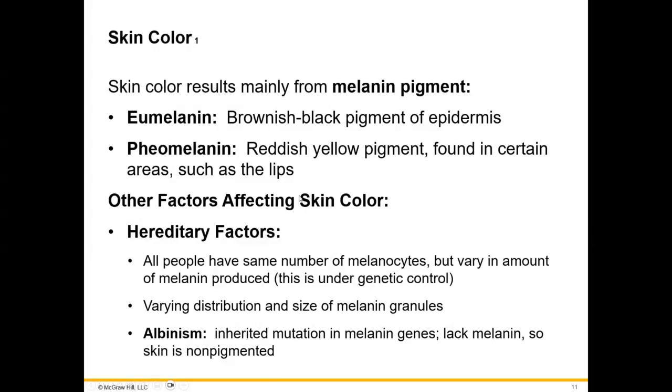Skin color. So skin color does result from the melanin pigment. Eumelanin is a brownish black pigment of the epidermis. Pheomelanin is a reddish yellow pigment found in certain areas, like the lips. Now, other things affect the skin color, like hereditary factors. So all people have the same number of melanocytes, believe it or not, but they vary in the amount of melanin that they produce. They have varying distribution and size of melanin granules. And then there are certain genetic changes in people, like albinism, which is an inherited mutation where they don't have melanin at all.